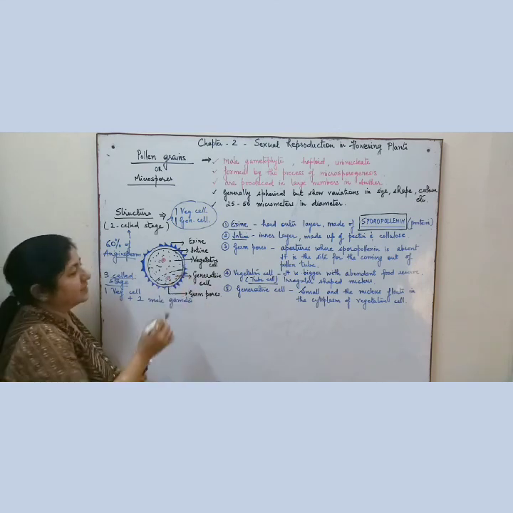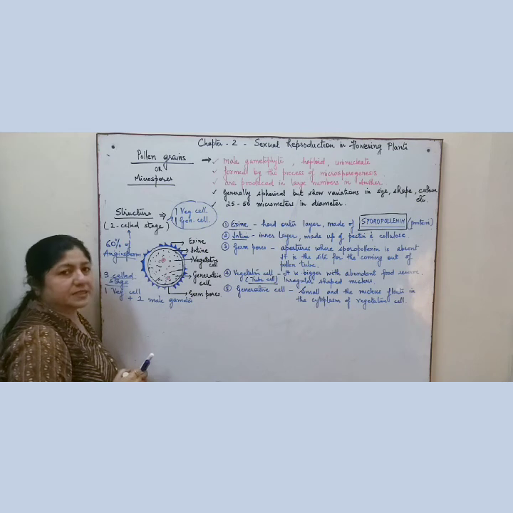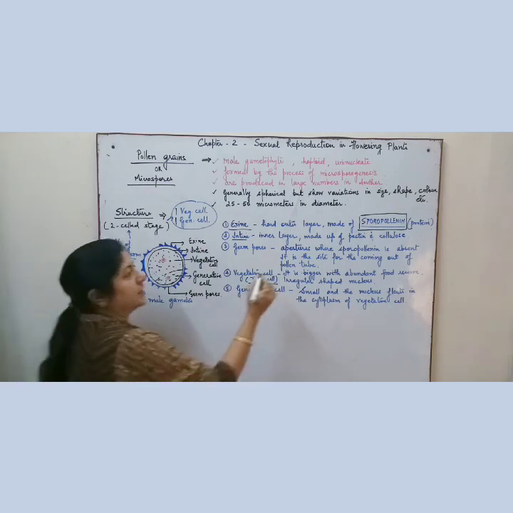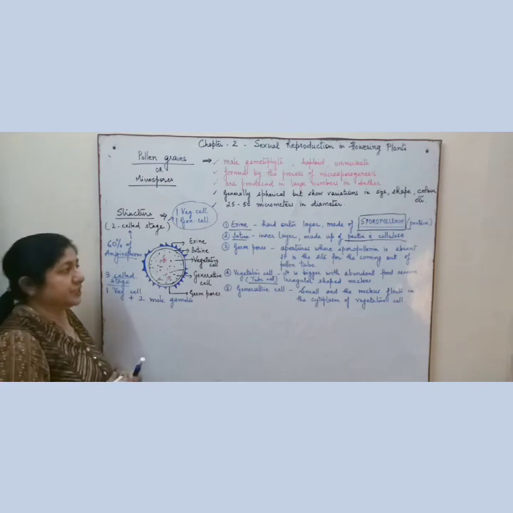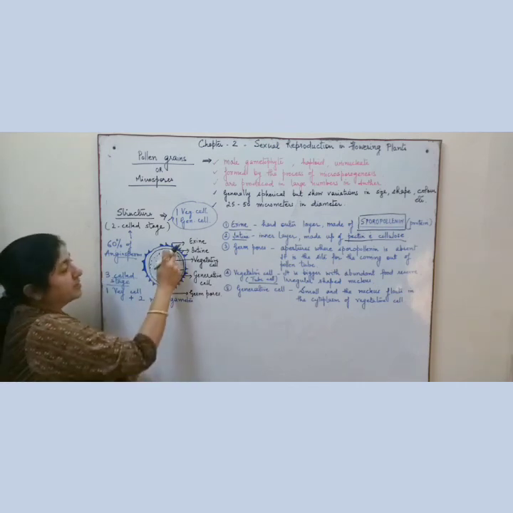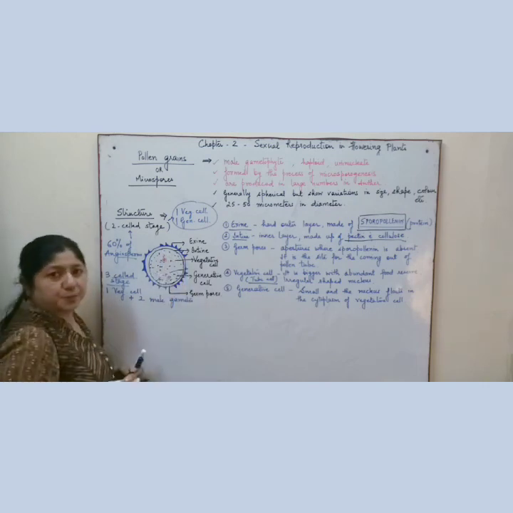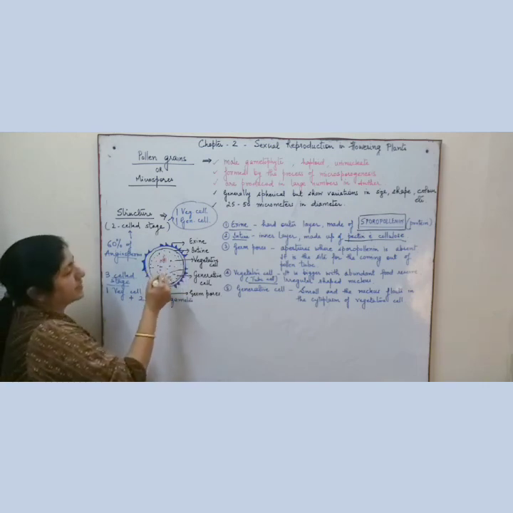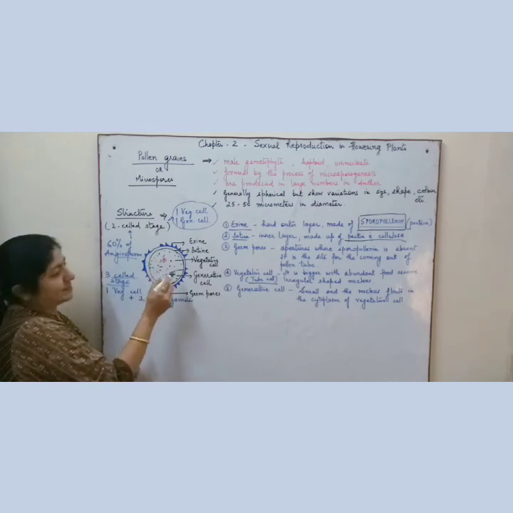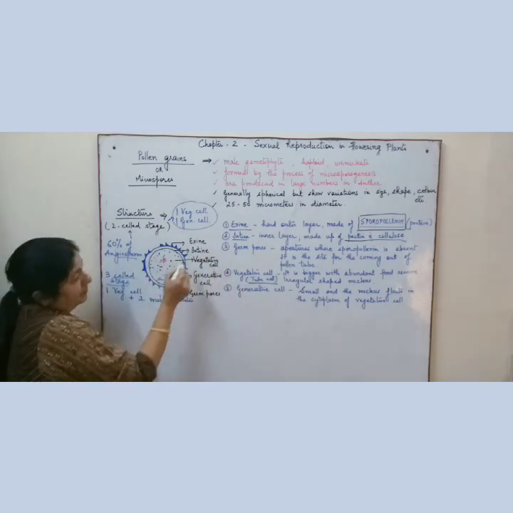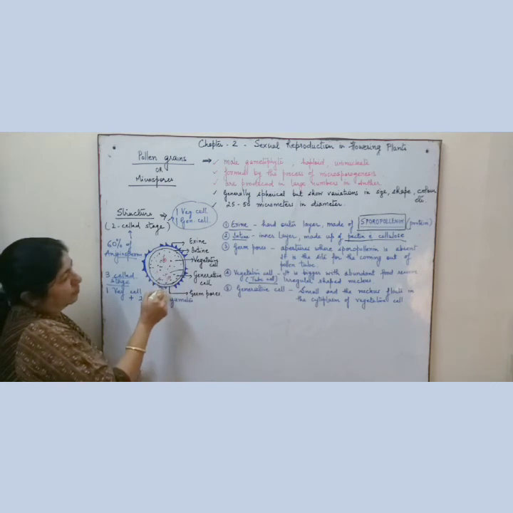This intine is the inside layer, and it is made up of pectin and cellulose. So the chemical composition of the intine is pectin and cellulose. This intine encloses the plasma membrane, which contains the cytoplasm of the cells. You can see the pollen grain over here.